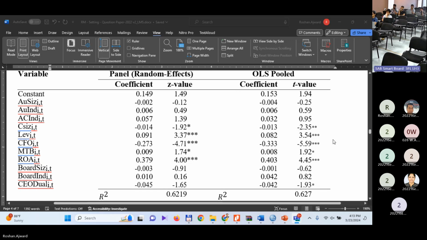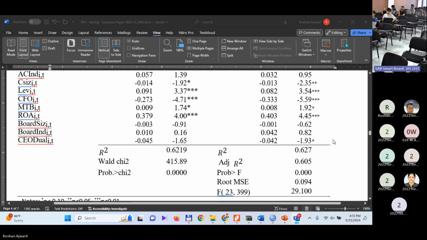How about C size? Yes, that's the company size. That's significant. How about the next one? Leverage stands for leverage. Then what? CFO? That's again cash flow from operations. That's significant. And MTB, that's market to book value. That's significant. Then ROA, return on assets. It's significant. Some are positive and some are negative. So the dependent variable is what? Should have been given.